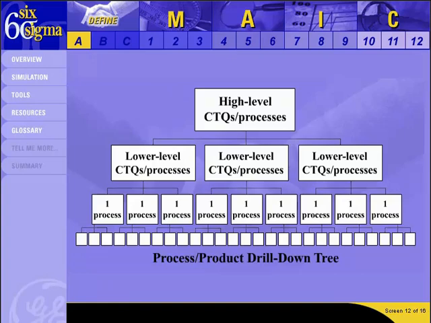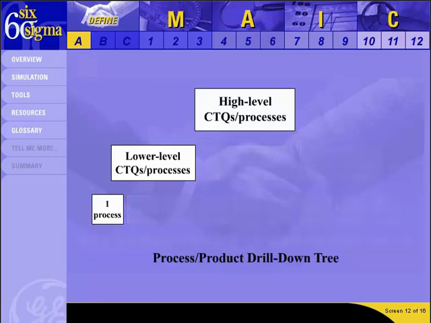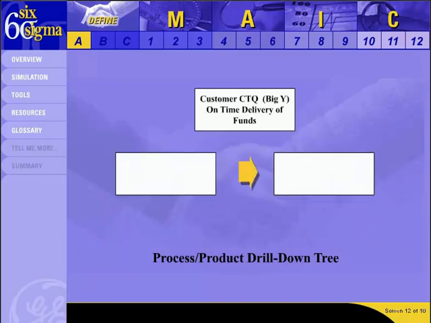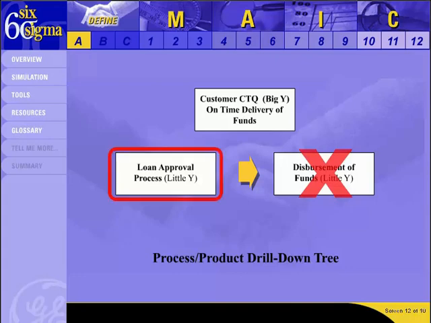Now, take a look at how the commercial loan case CTQ is illustrated in a process product drill-down tree. In order to deliver funds, there are two processes involved. The loan approval process has a number of components, which we will examine later. It must be complete before the second process, disbursement of funds, can take place. We use electronic funds transfer with 98% of our customers, so we can eliminate the disbursement of funds as the primary target for this project. Therefore, we will be focusing on the loan approval process.